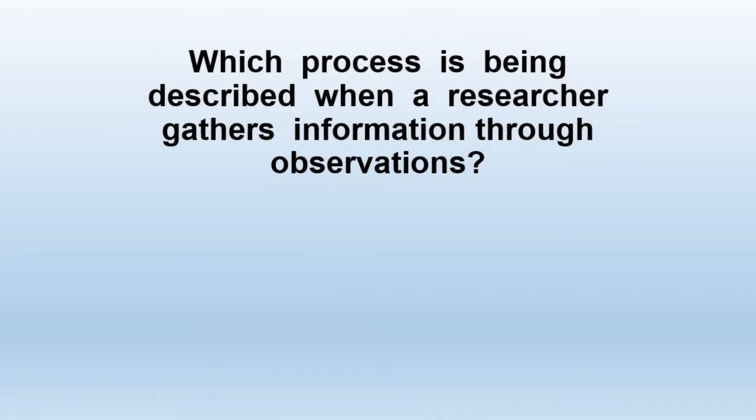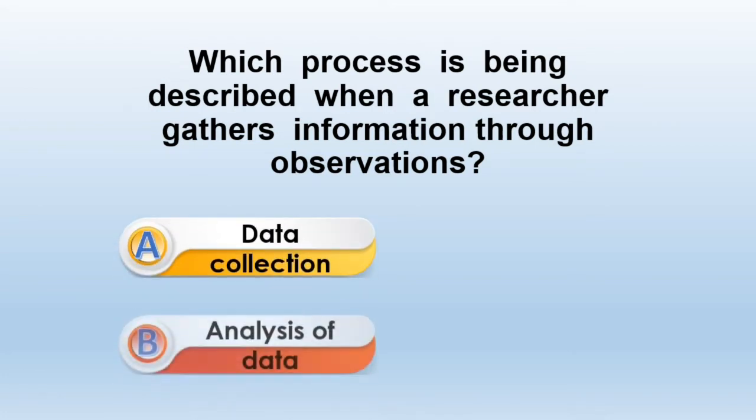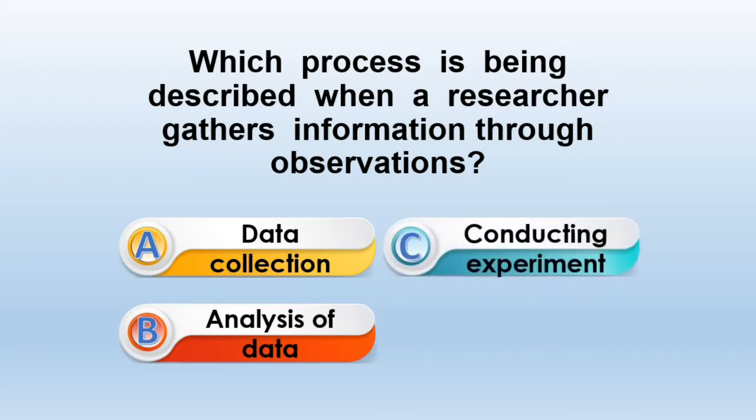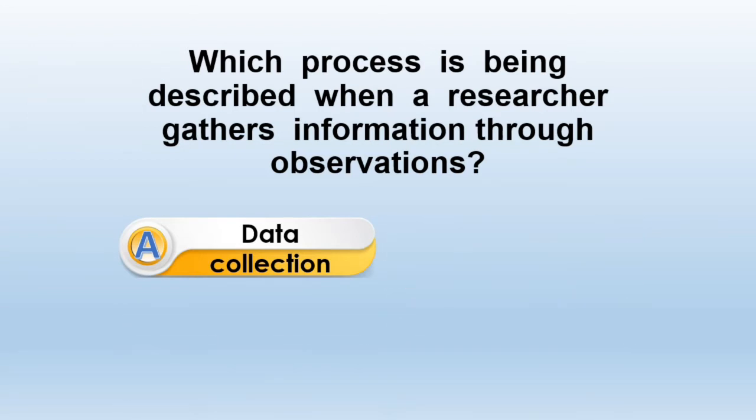Which process is being described when a researcher gathers information through observations? A. Data collection. B. Analysis of data. C. Conducting experiment. Or D. Formulating hypothesis. Great! The correct answer is letter A, data collection.